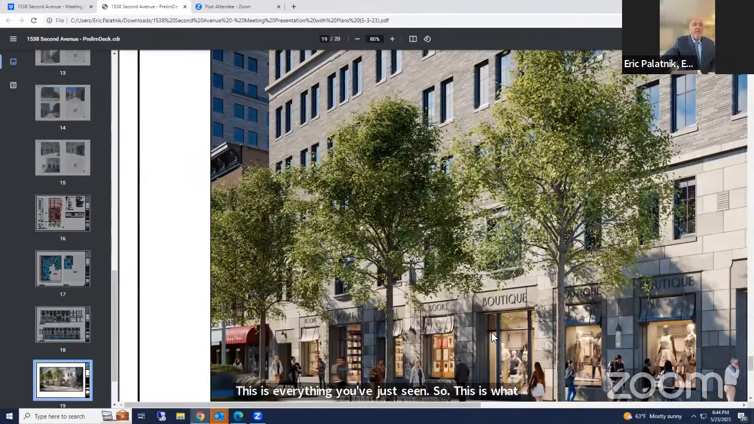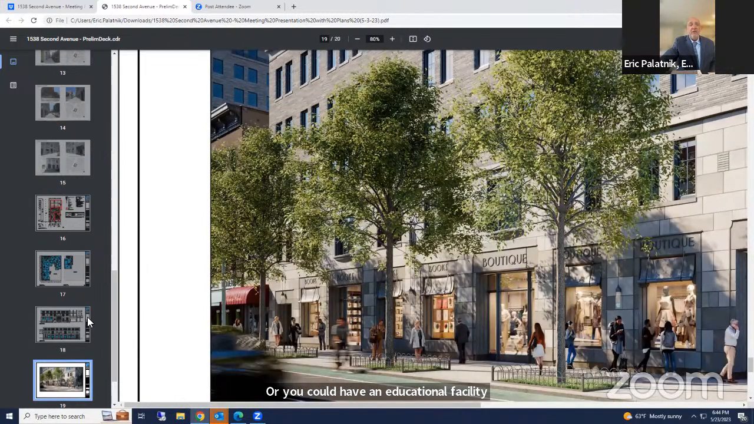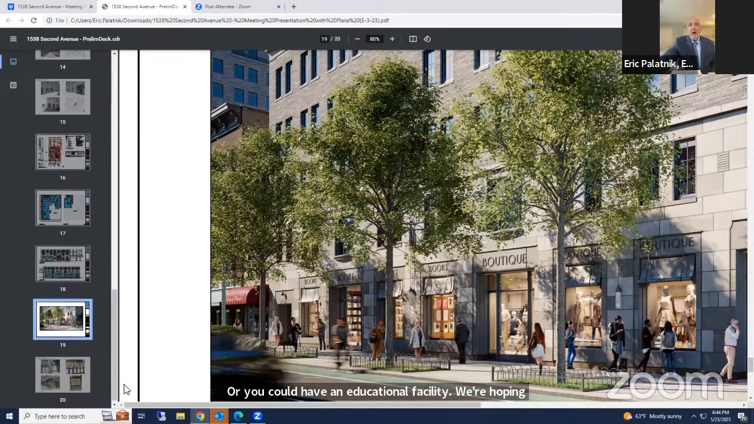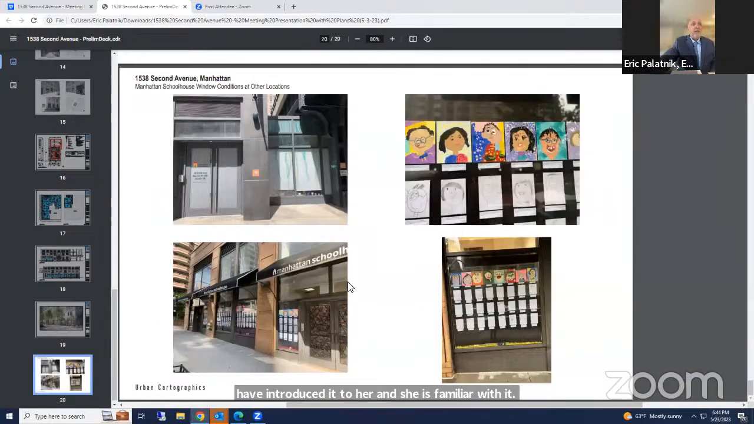You could have another fashionable boutique, or you could have an educational facility. We're hoping you would support the educational facility. We've introduced the development to the council member. She has not taken an opinion yet, but we have introduced it to her, and she is familiar with it. And this is what's in place in their other locations. This is what they do. This is what your windows start to look like, and I think it's a beautiful thing.